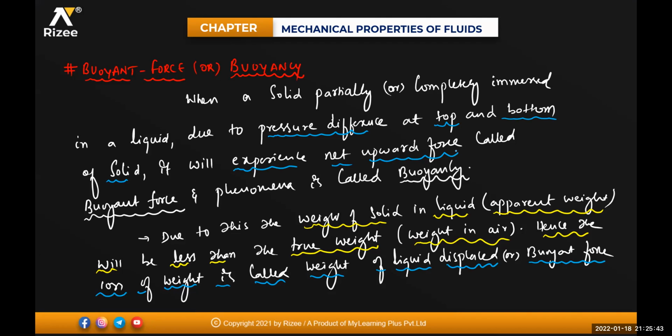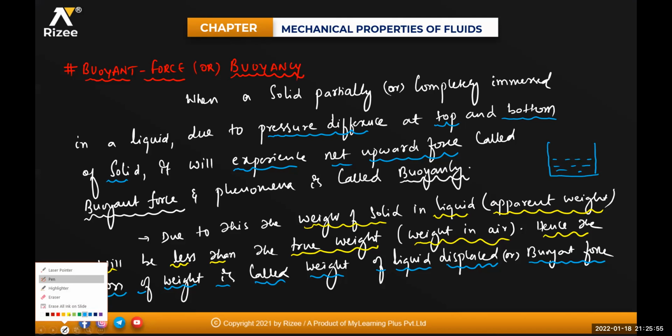Is it clear? Sir, where is the liquid displaced, sir? Say if this is your container and this is your body, and you are dropping the body in this, what happened to the liquid? Liquid will be displaced on this side like this. It will slightly rise in the upward direction. That displaced liquid is called the loss in weight. Okay?